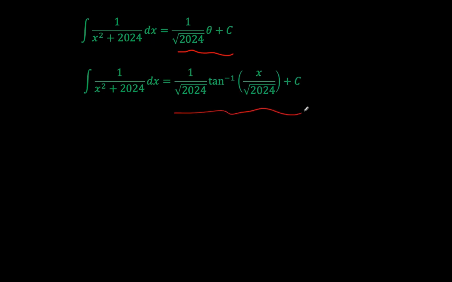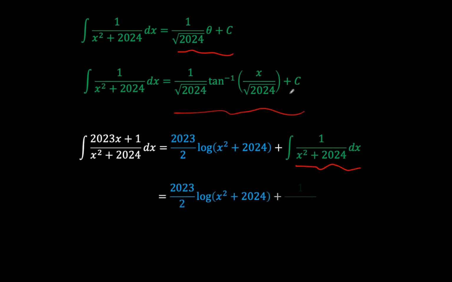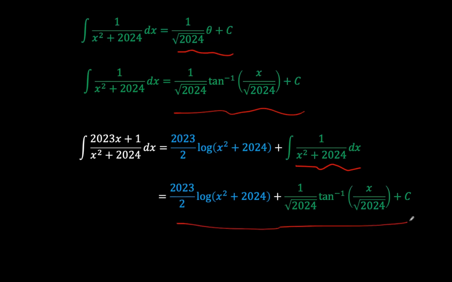So this now can be substituted back into the original integral of (2023x plus 1) over x squared plus 2024, being equal to 2023 over 2 natural logarithm of x squared plus 2024 plus this green integral. And in place of this green integral, we now have 1 over square root of 2024 arctangent of x over square root of 2024. And then obviously we add the integration constant. So this is our final answer.